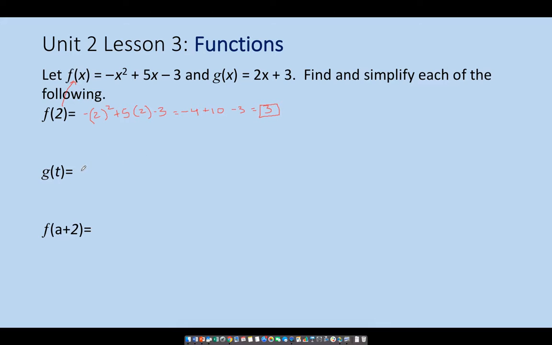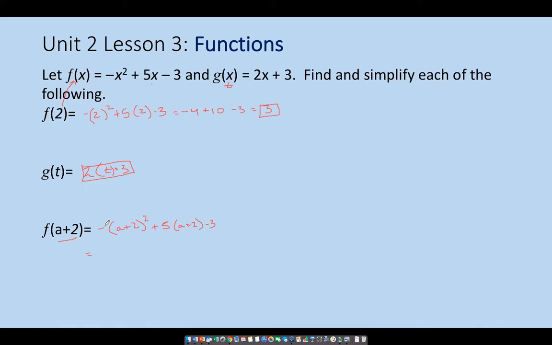Now what if I wanted g of t instead of g of x? Well, I'm just going to plug in t wherever I see the x. And so I have 2 times t plus 3. And that's it. Okay, there's nothing else I can simplify. The final one here says f of a plus 2. So I'm going to plug in a plus 2 wherever I see the x here. So I have negative a plus 2 squared plus 5 times a plus 2 minus 3.